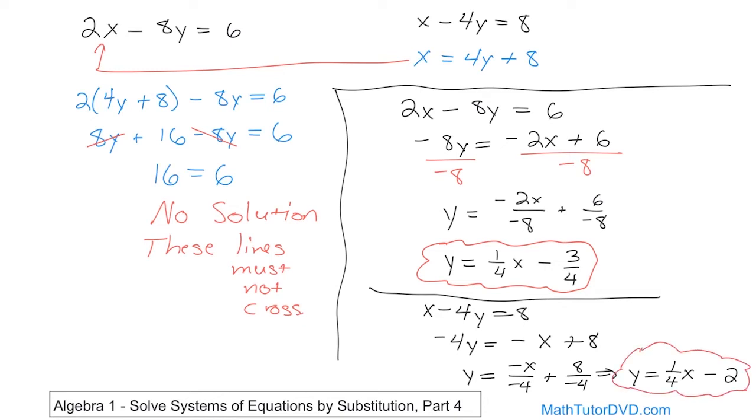Well, clearly they're not the same line, right? This y-intercept is totally different than this one. However, the slope of this is 1/4 and the slope of this is 1/4. That means if I graph them, these lines have exactly the same slope. They will never, ever intersect.